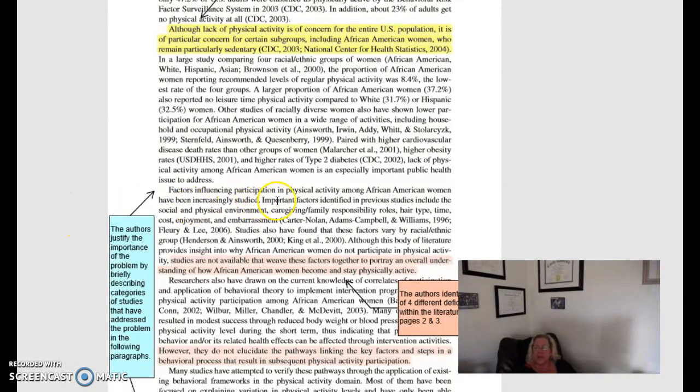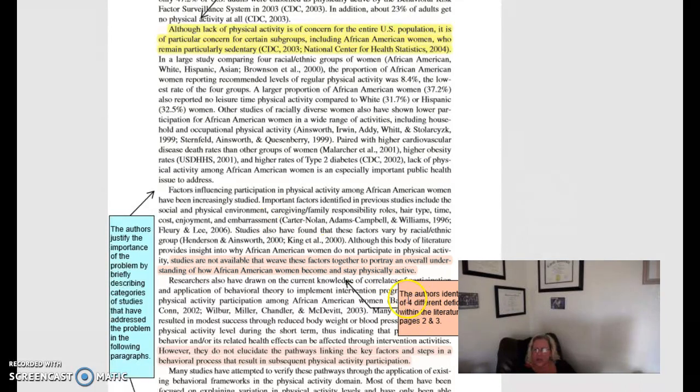Factors influencing participation in physical activity among African American women have been increasingly studied. Important factors identified in previous studies include the social and physical environment, caregiving, family responsibility role, hair types, time, cost, enjoyment, and embarrassment. These are topics and parts of studies that all of these authors have studied, and they've condensed it and said, these are the factors that were identified by these particular people.